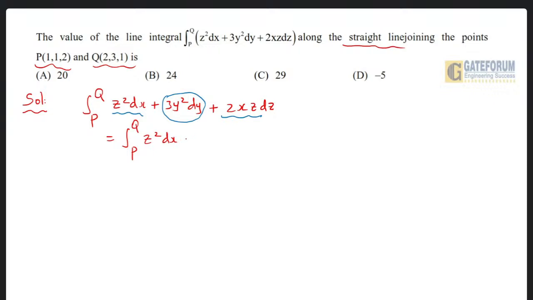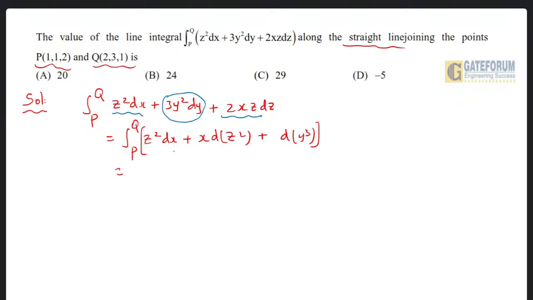terms. This 2xz is containing the derivative of z, so its pre-multiplication 2z is there. Using exact differential, 2z dz can be written as the derivative of z square. So this is x into the derivative of z square. The remaining 3y square dy, even though it is variable separable, we can write as the derivative of some function. 3y square is the derivative of y cube. So 3y square dy, I can write as the derivative of y cube.